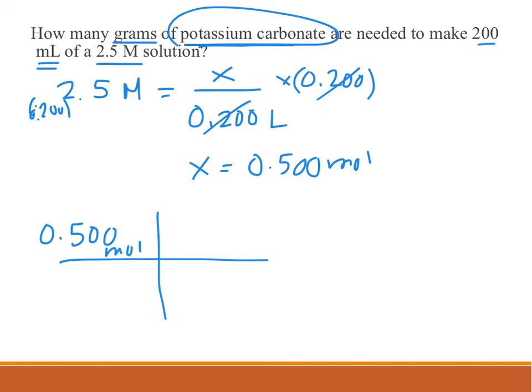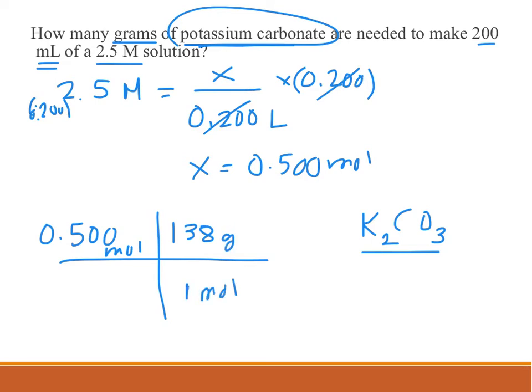Well, it's moles of potassium carbonate. And so you need to know what potassium carbonate is. Carbonate is CO3. It has a -2 charge, so it's going to have 2 potassiums with it. We need to know that so we can figure out our molar mass. If you look up all the individual atomic masses for potassium carbonate, you know that the molar mass is going to be 138 grams per mole.